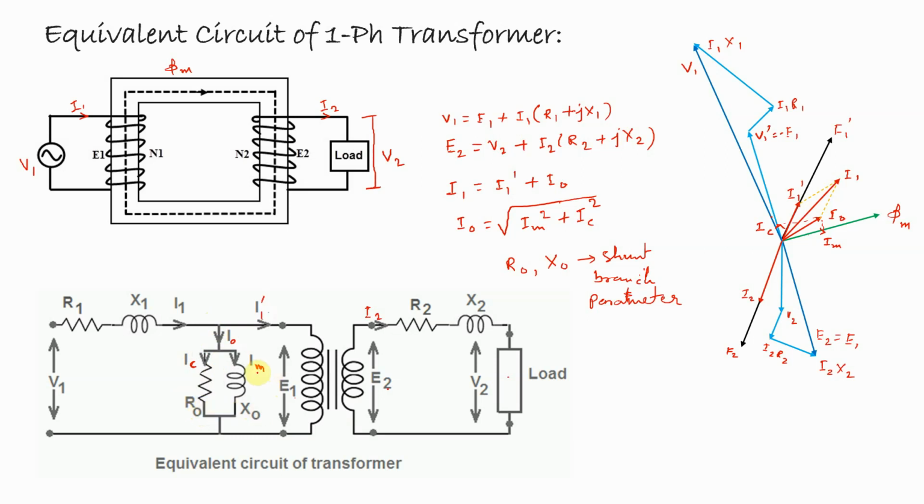Similarly, Im, which is responsible for producing the mutual flux, is considered to be flowing through a solenoid coil. That's why here it is considered as X naught. Again, this is a fictitious value. So this is the exact equivalent circuit of a practical transformer at loaded condition.